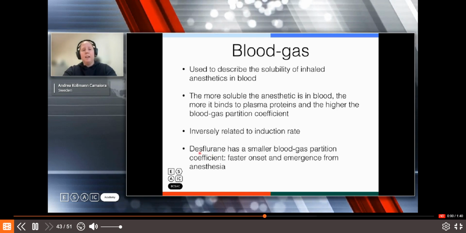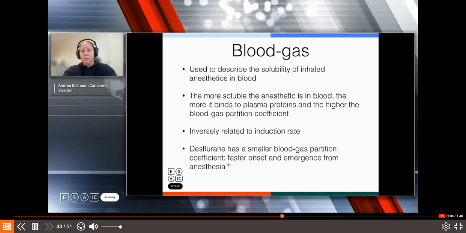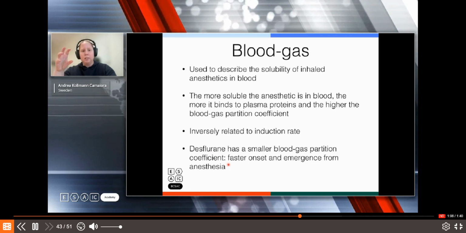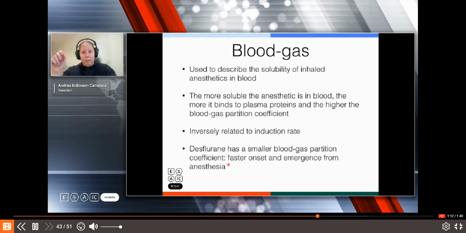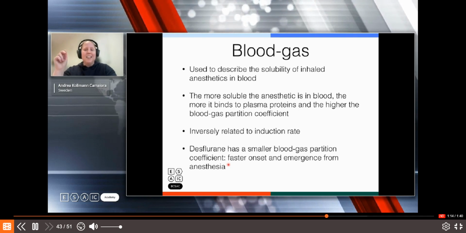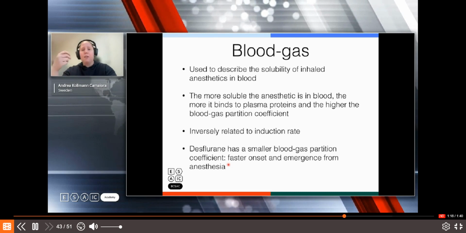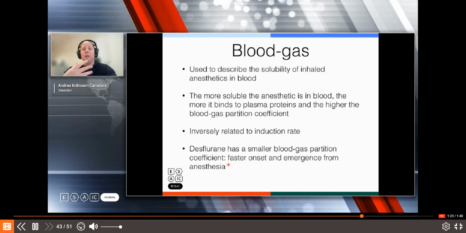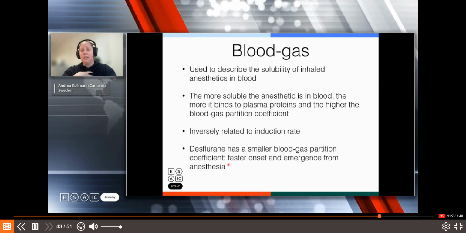For example, desflurane has a very small blood gas partition coefficient. So you could think, oh, desflurane, this is the best. I can do an induction anesthesia with desflurane because it will go super fast. And yes, in theory, but sadly, desflurane has adverse effects that prevent you from doing an induction anesthesia with desflurane because it is irritant to the airway and it can give you tachycardia and tachyarrhythmias.